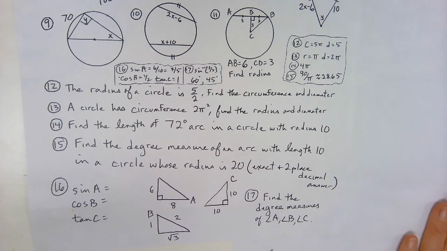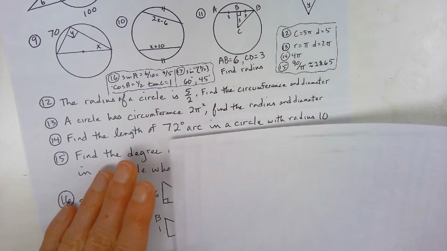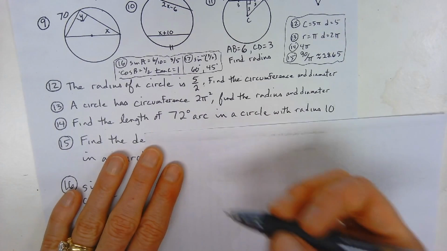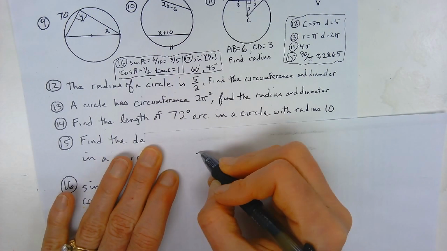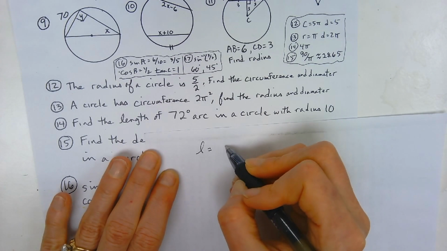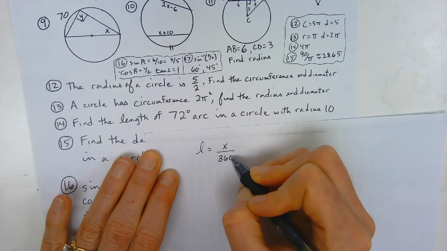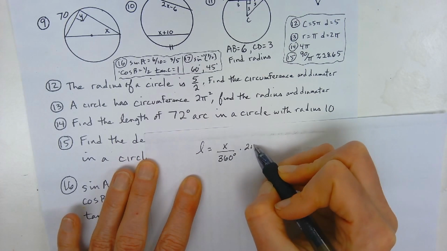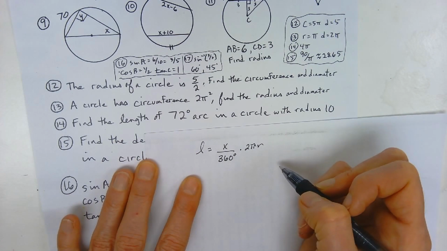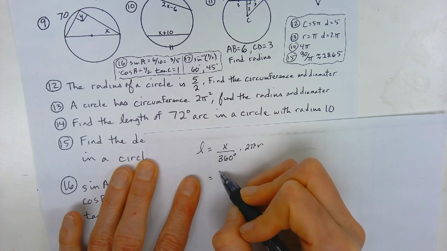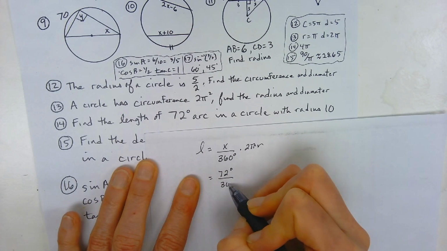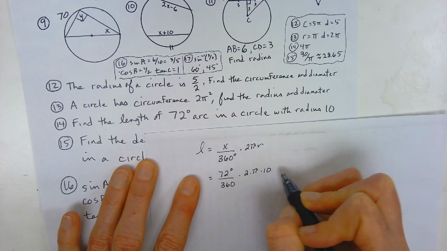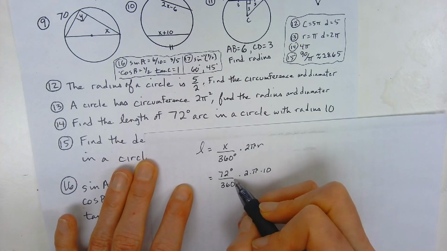Number 14. Find the length of a 72-degree arc in a circle with radius 10. L, the length of an arc, equals the angle over 360, the central angle or the measure of the arc, either one, times 2 pi times the radius. It's a 72-degree arc, and 2 times pi times 10, and then you can simplify here.